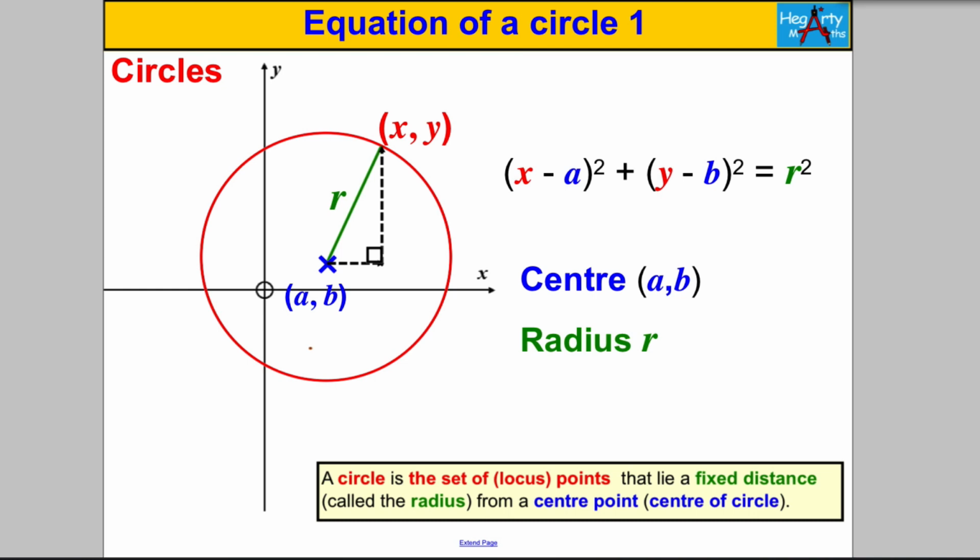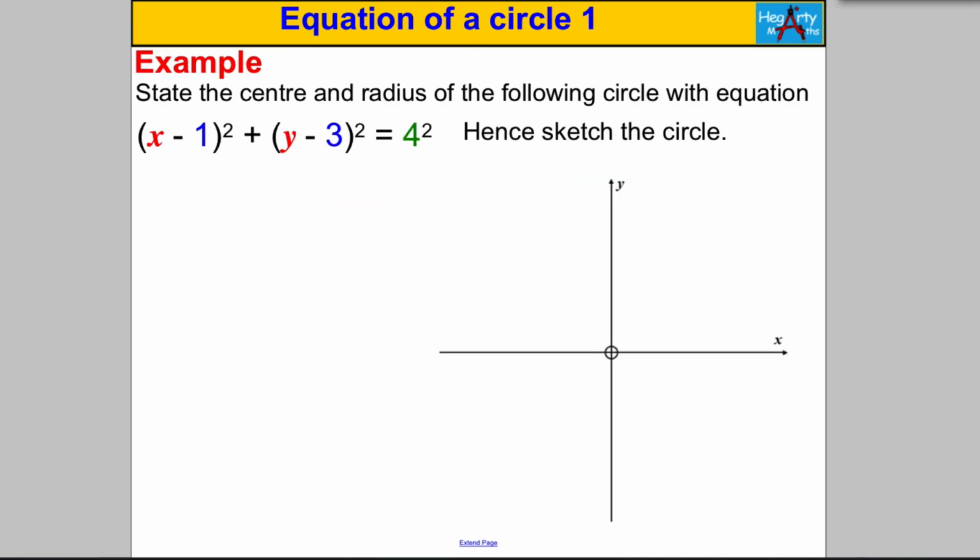So let's have a go at some questions. Pause the video, have a go if you think you can. Okay, this is in the form we want: x subtract a all squared add y subtract b all squared is equal to r squared.